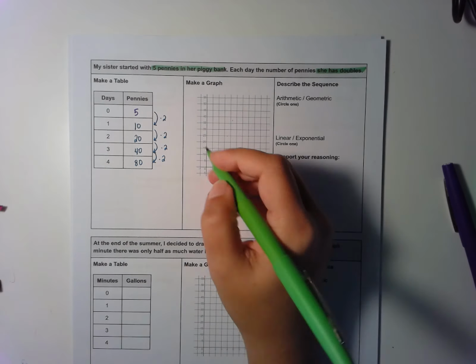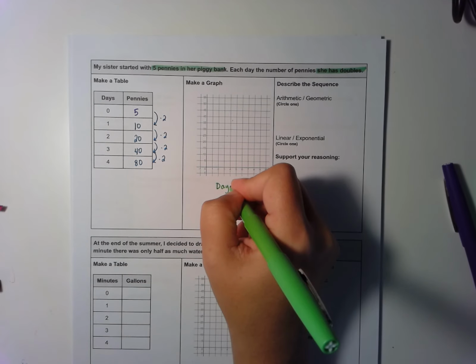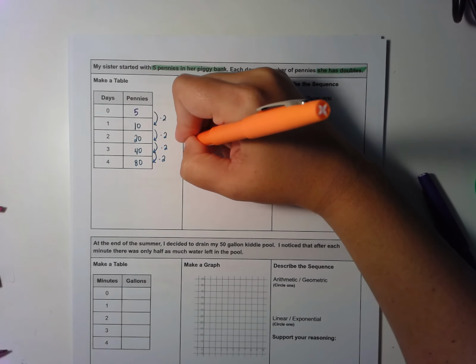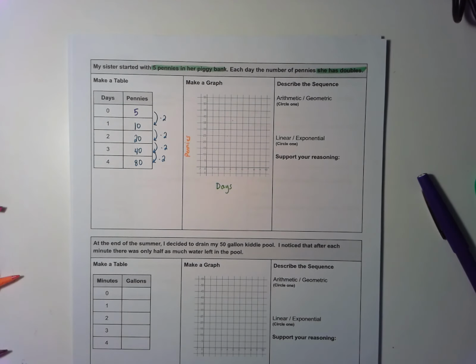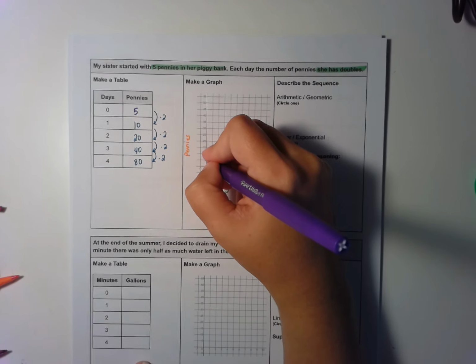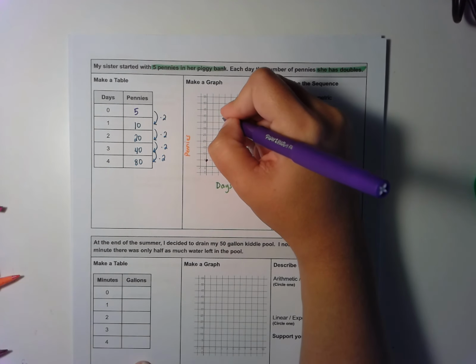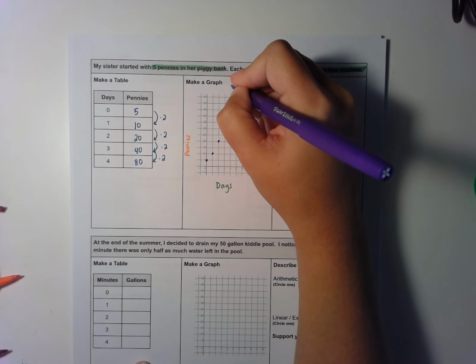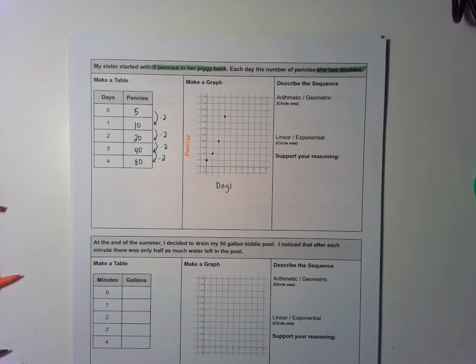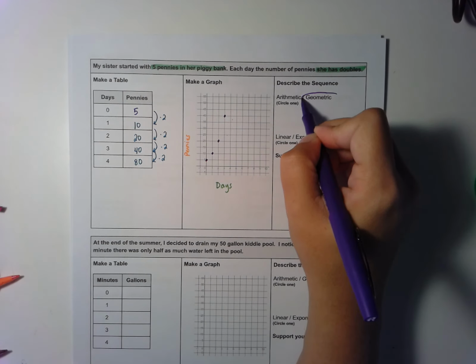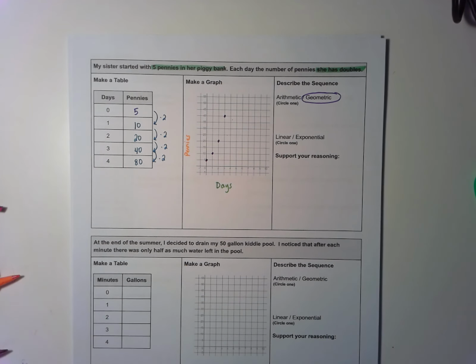I'm going to add some labels to my graph. So I have days here, and I have pennies here. And I'm going to sketch my graph. So 0, 5, 1, 10, 2, 20, 3, 40, and 4, 80 would be way up there. I'm not going to worry about that because it's not on the graph. It's not going to fit. Now this to me is a multiplying pattern and it's a curved graph. So we're going to say that this is geometric.